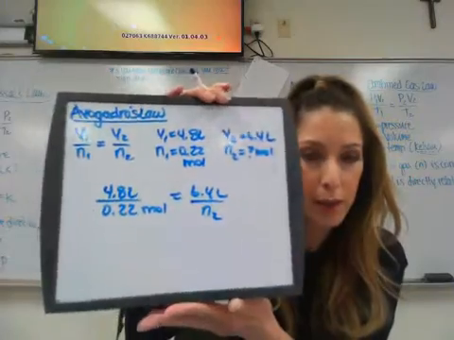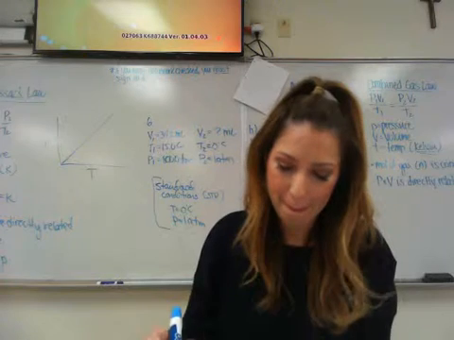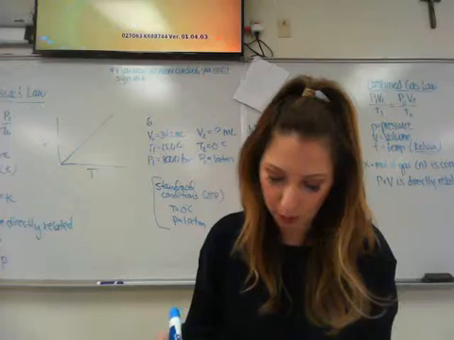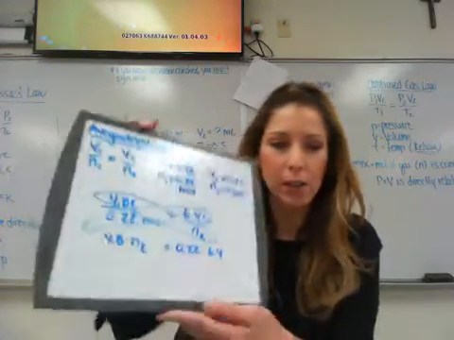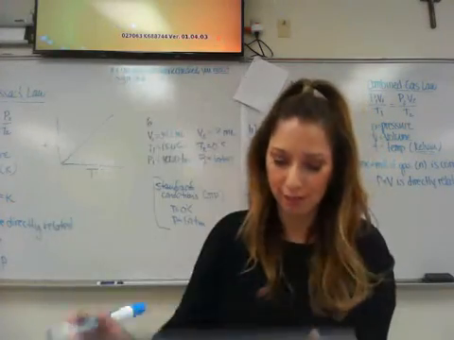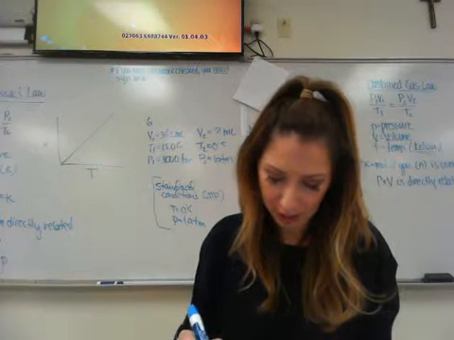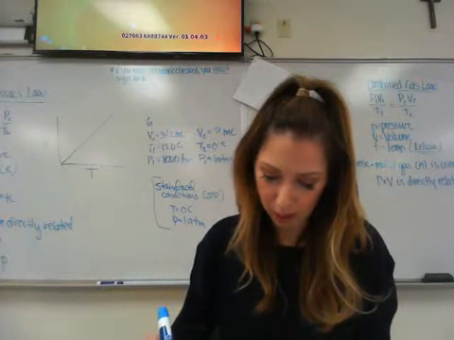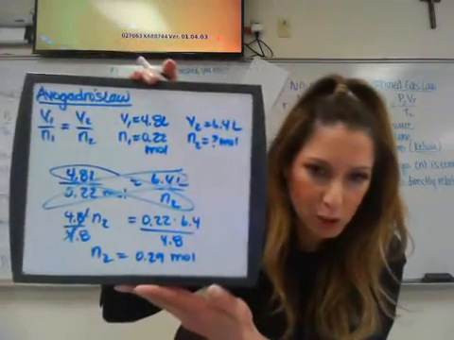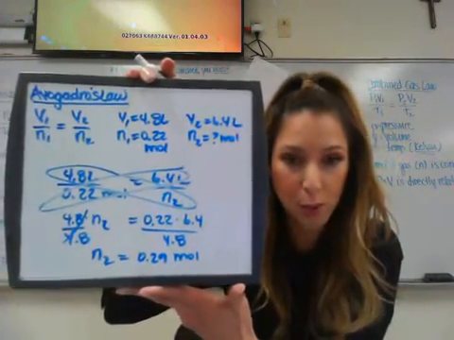You want to cross multiply to solve for N2. So it's 4.8 times N2 equals 0.22 times 6.4. In order to solve for N2, you want to divide both sides by 4.8. And you're going to get N2 is equal to 0.29 moles. Now, ordinarily we'd be done, but this question asks you for how many additional moles would you have to add to the sample to obtain a volume of 6.4 liters.